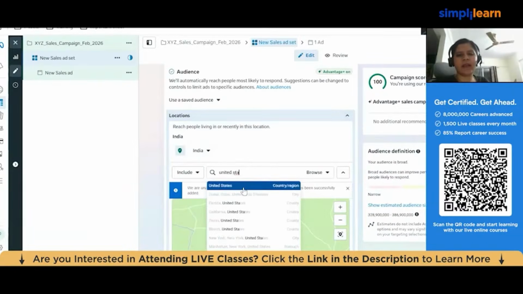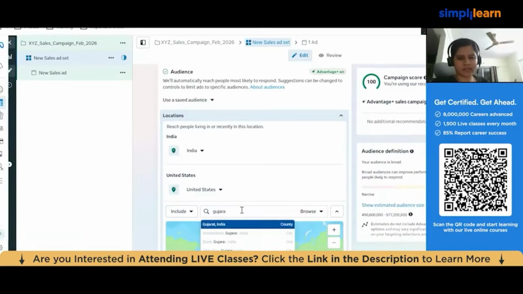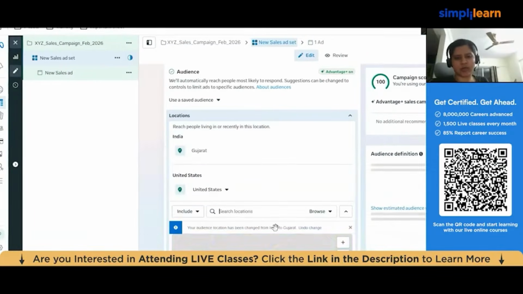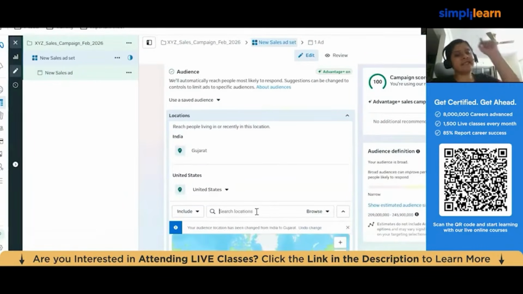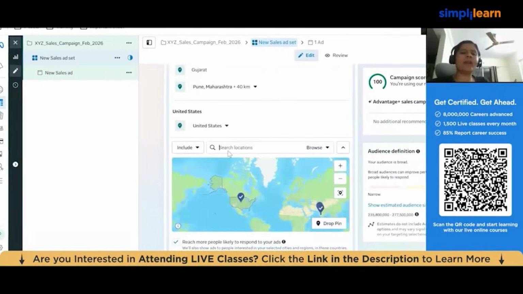Can you see, I can target the entire United States. If you want to show an ad in multiple states, like let's say I want to show my ad in Gujarat, which is one of the states in India, I can say Gujarat. If you want to show an ad in a specific city, like Pune, which is my location, I can say Pune. Let's say you just want to show an ad in a specific area of your city.